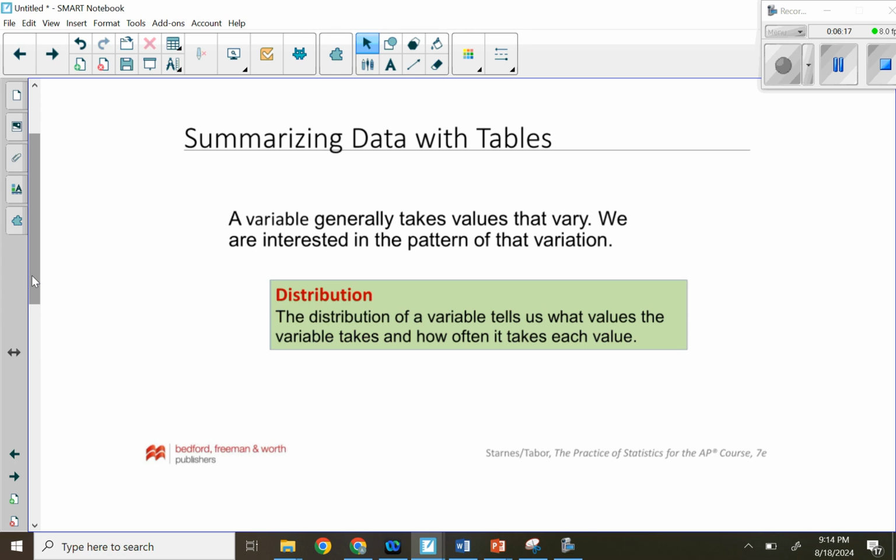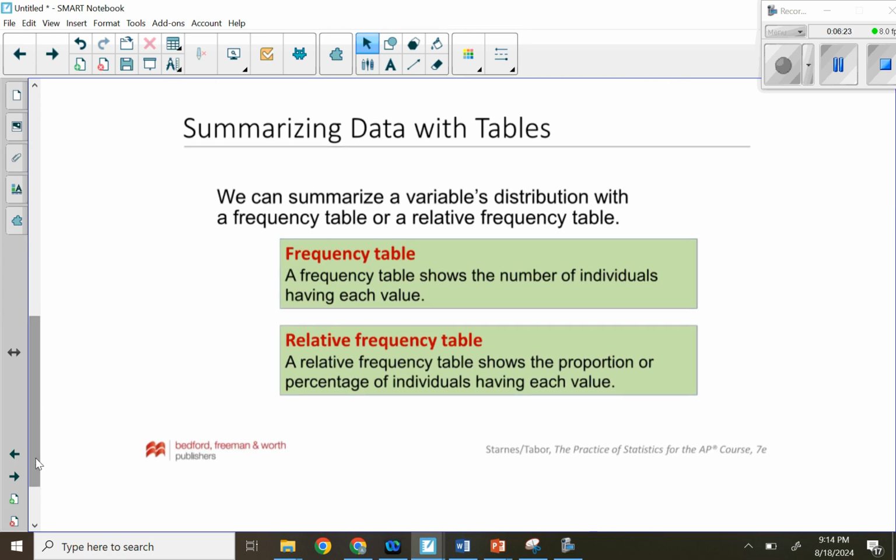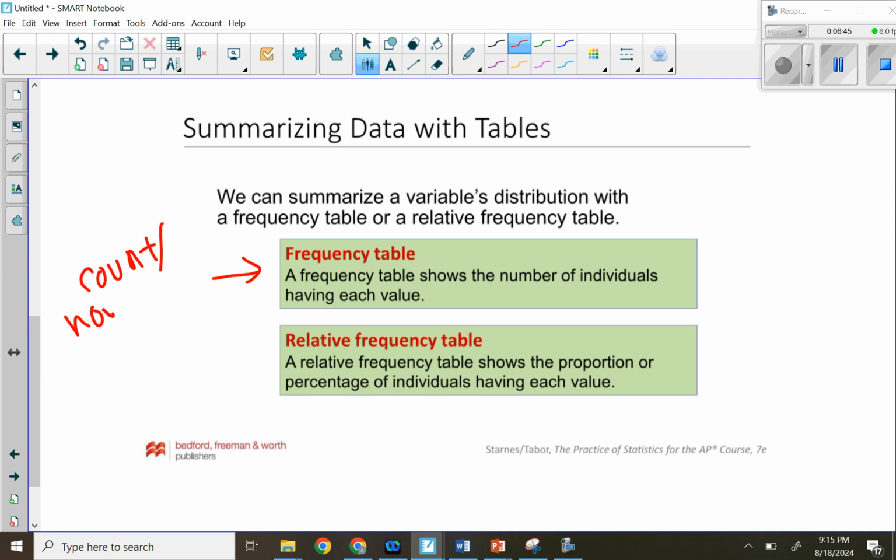I also forgot to say, don't forget to make flashcards for our categorical and quantitative variables. There are a couple different ways that we can show data. We can summarize the variable's distribution with a frequency table or a relative frequency table. A frequency table is the count, how many times it occurs.